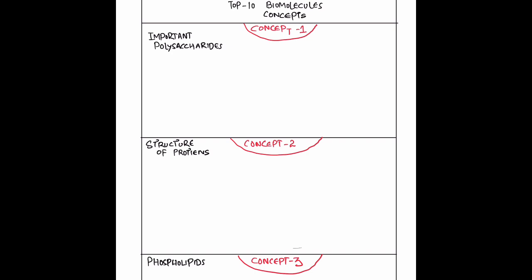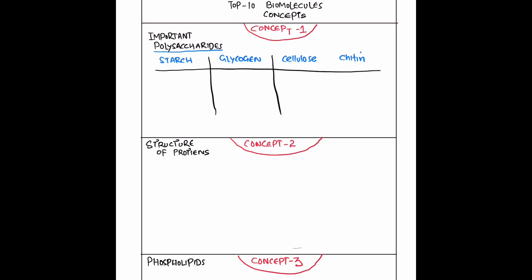The first concept I have kept here is the important polysaccharides. If we talk about your book, some important polysaccharides include starch, glycogen, cellulose, and chitin. There's also another one, inulin. But we need to discuss these four importantly. So first of all, you may be asked, what is this polysaccharide made up of?